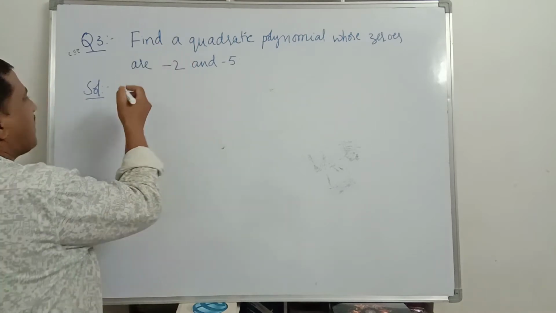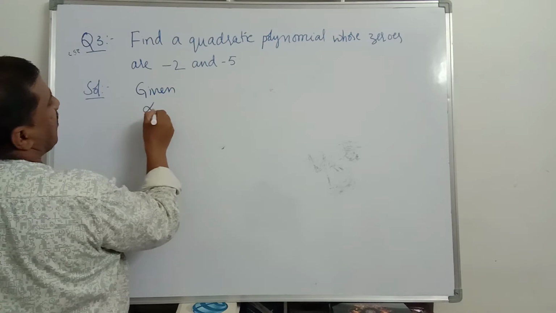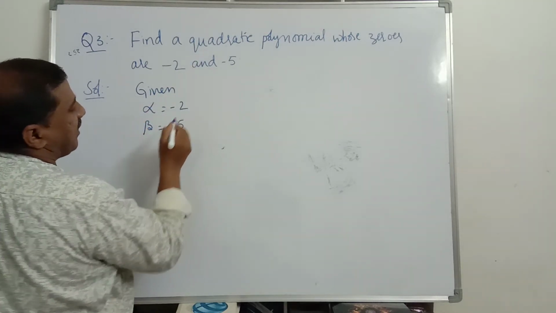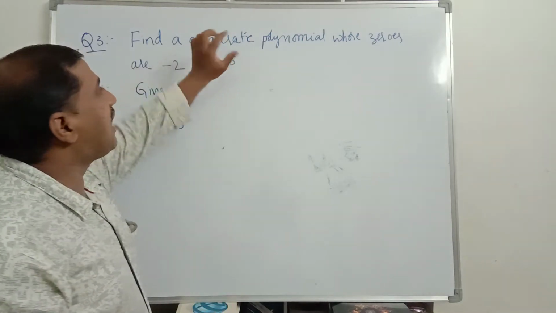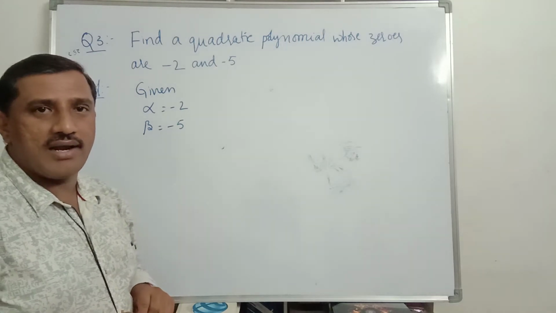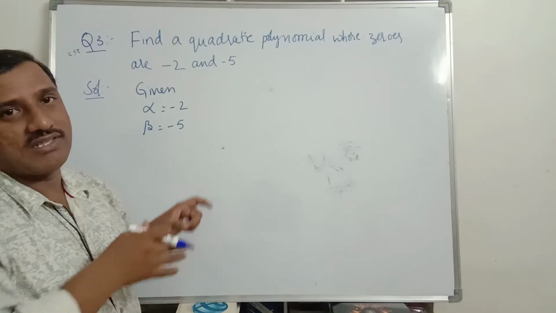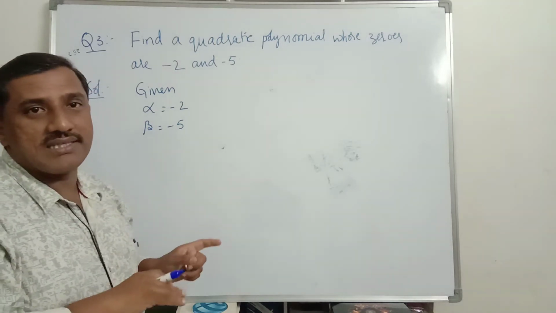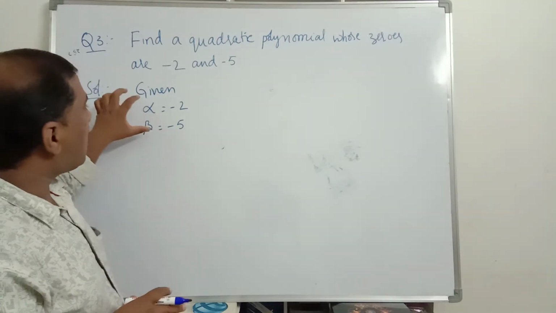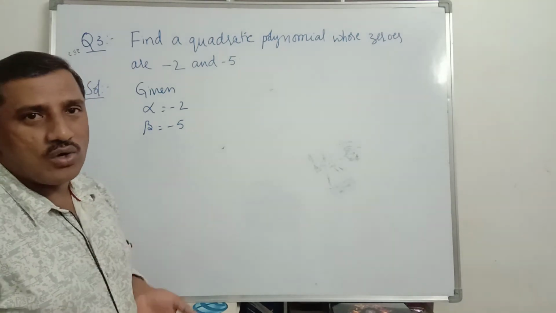So here what is given? Here the two zeros are given. Let the two zeros be alpha equal to minus 2 and beta equal to minus 5. So what we need to find is a quadratic polynomial. To find the quadratic polynomial we should know the sum of the zeros and the product of the zeros. Then we will substitute those values in the place of the sum of the zeros and the product of the zeros, and we will simplify. Here the two zeros alpha and beta are given as -2 and -5. So we don't know what the sum is.